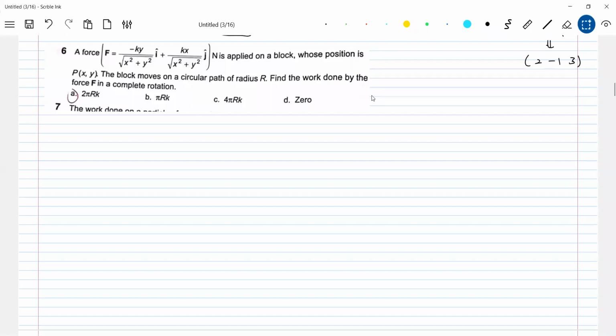Sir, why is it not 0? Displacement is 0, right, sir, in a circle?